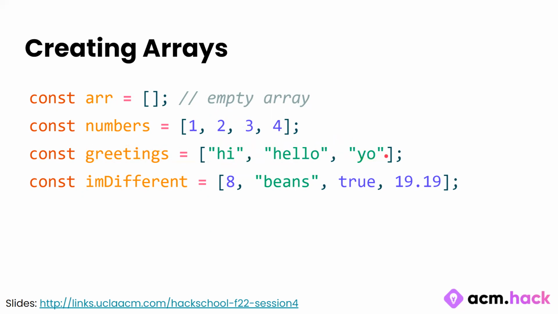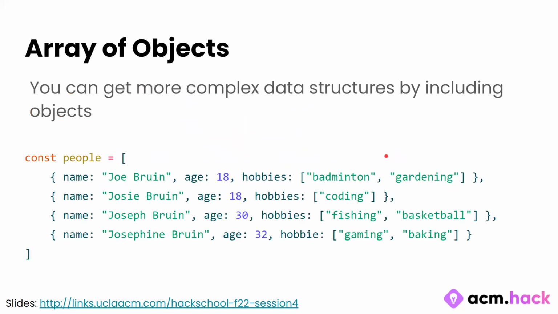You can get more complex if you bring arrays into objects. Here is an example of storing an array of objects, and then within each object, you have another array as a property value. It can get pretty complicated, but this is just giving you an idea of what arrays are. It's basically storing information sequentially.